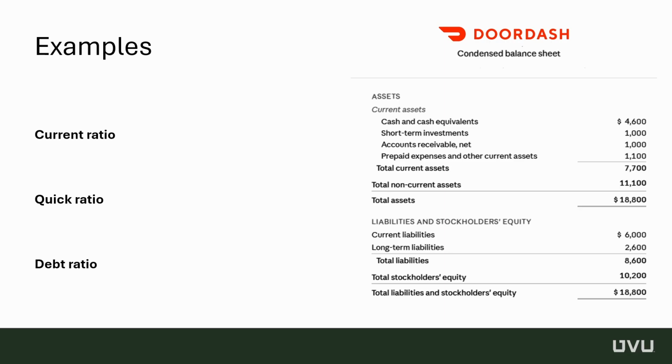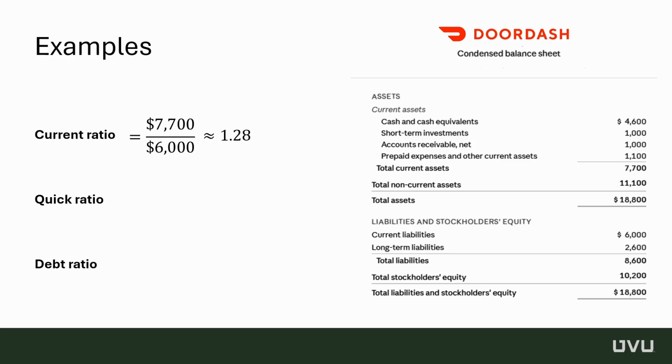All right, hopefully you gave each one a real shot. Let's start with the current ratio. We're going to take total current assets divided by current liabilities. That's $7,700 over $6,000. Rounded to two decimal places, we get approximately 1.28. So, for every dollar of liabilities due in the next year, DoorDash has $1.28 of current assets available to pay them. That's your interpretation in plain English.